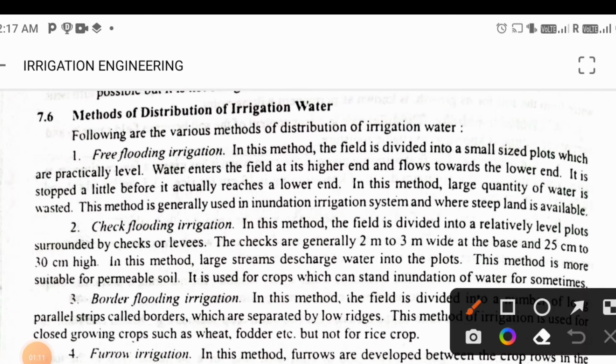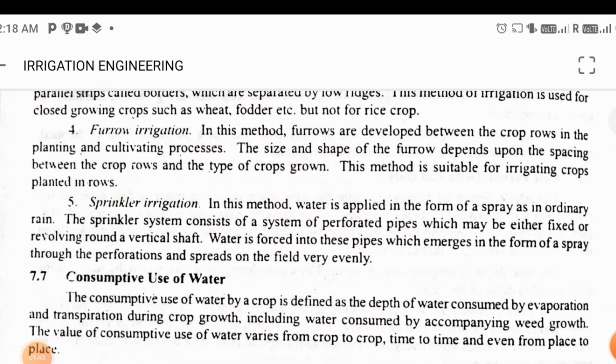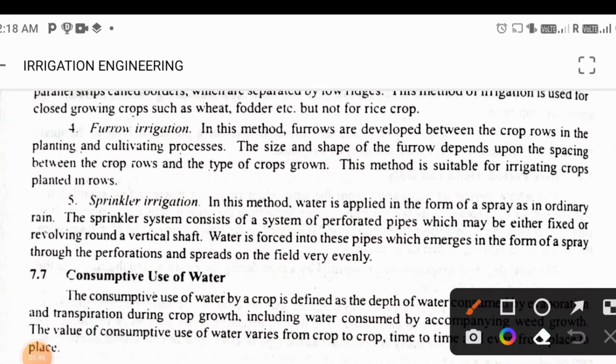Method of distribution of irrigation water. The following are the various methods of distribution of irrigation water. Number 1, free flooding irrigation, check flooding irrigation, border flooding irrigation, furrow irrigation, sprinkler irrigation.